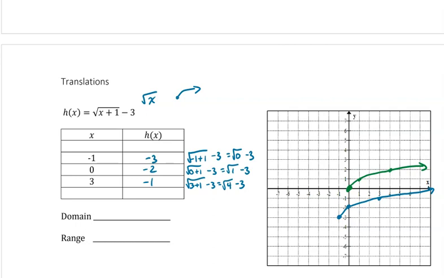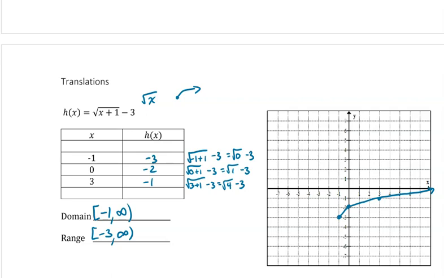Domain. So again, we're just looking at the blue one right now, the one that we graphed. The domain is going to be negative 1 at the farthest left to infinity on the right. The range is going to be negative 3 at the bottom to infinity at the highest.